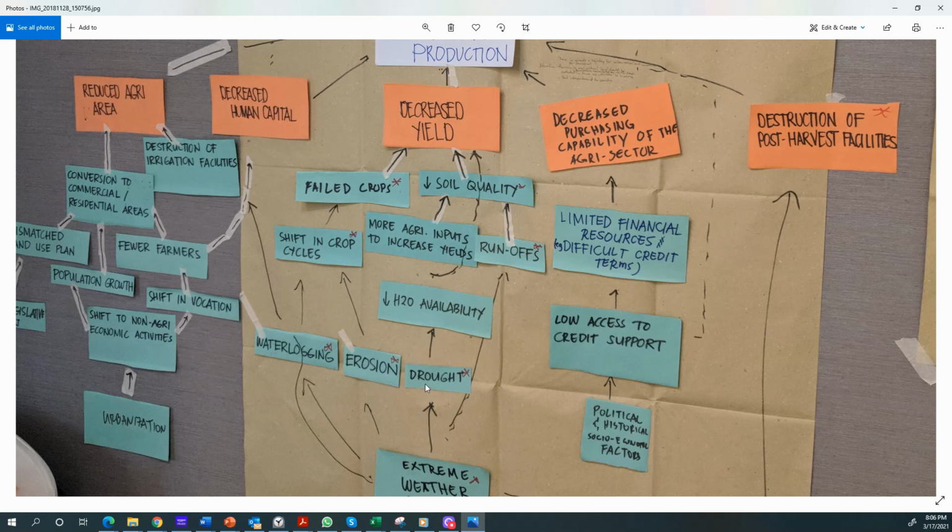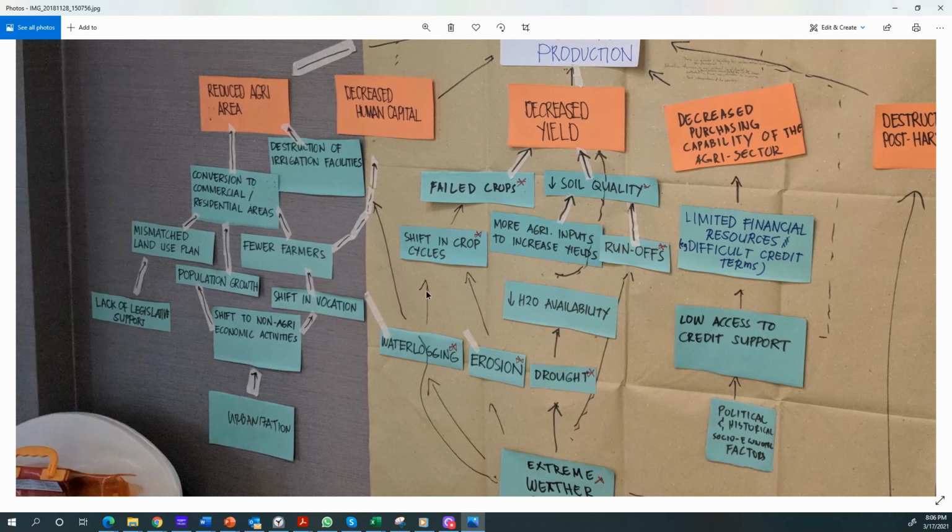So, for example, drought. We're not likely to do anything about drought, but decreased H2O availability, we might be able to improve storage of water. What else? Fewer farmers, shift in vocations. These are things we may not be able to address with a project, but perhaps we could create some sort of incentive for people to get into farming and to keep them in farming. Mismatched land use planning.